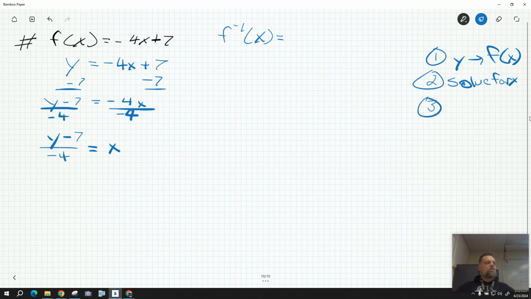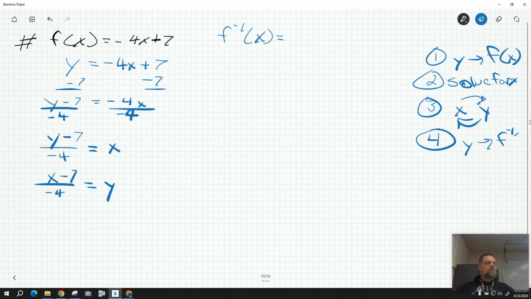We're going to swap x for y. I hope you guys are writing this down in your notebooks. Alright, so then this becomes x minus 7 all over negative 4. What's the last step? Yeah, wherever there's a y, I'm going to plug in f inverse. So this becomes x minus 7 over negative 4.